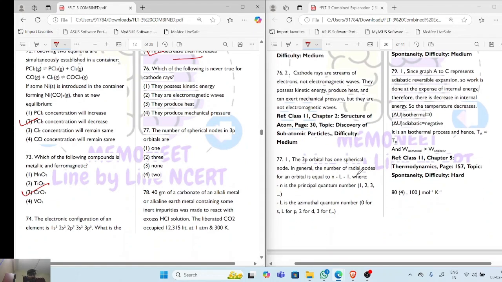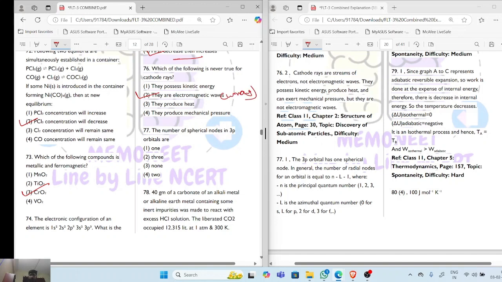Now question number 76. Which one of the following is never true for cathode rays? Cathode rays are streams of electrons, not electromagnetic waves. They possess kinetic energy, produce heat, and can exert mechanical pressure, but they are not electromagnetic waves. So 'they are electromagnetic waves' is our correct answer, which is the wrong statement.